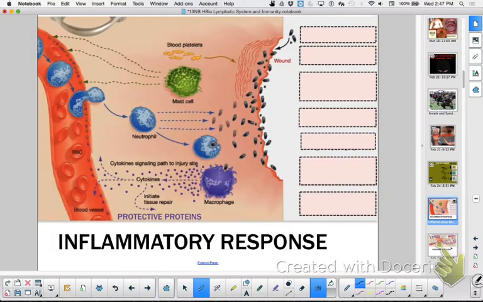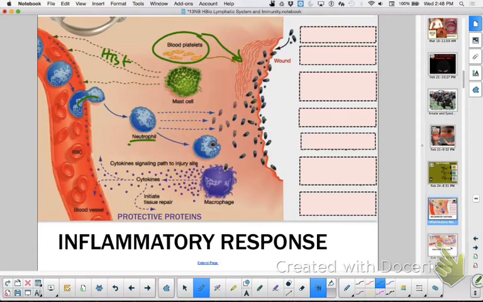So you can see an inflammatory response here. So we have a wound, so we have a cut. These things right here are bacteria. What are these platelets? Why are they coming over here? To clot. Yeah, to clot. This mast cell is secreting what? Histamine. And that histamine is going to make these blood vessels leaky, so it makes it easier for cells to get out.